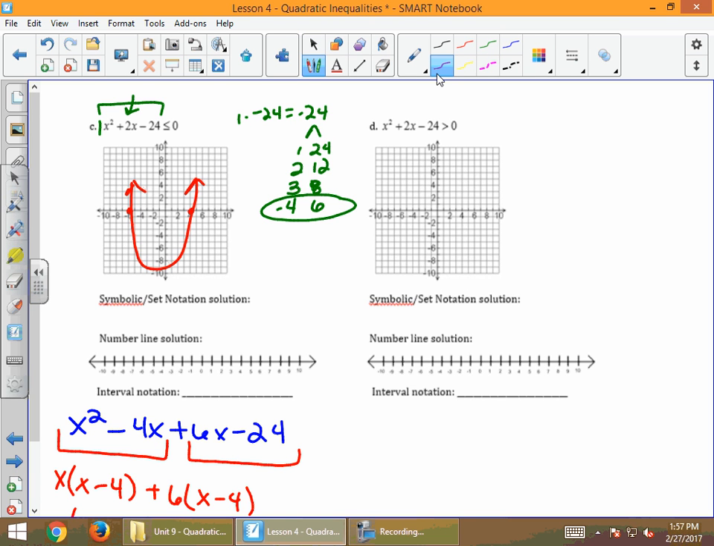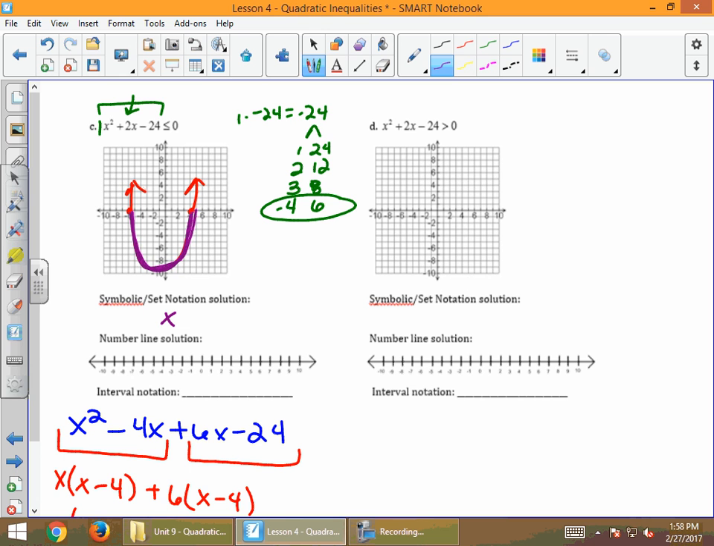Because it is less than, so we go to look below. So we're looking at this chunk of our graph. Is this graph connected or separate? Connected, so we know an inequality is also going to be connected.